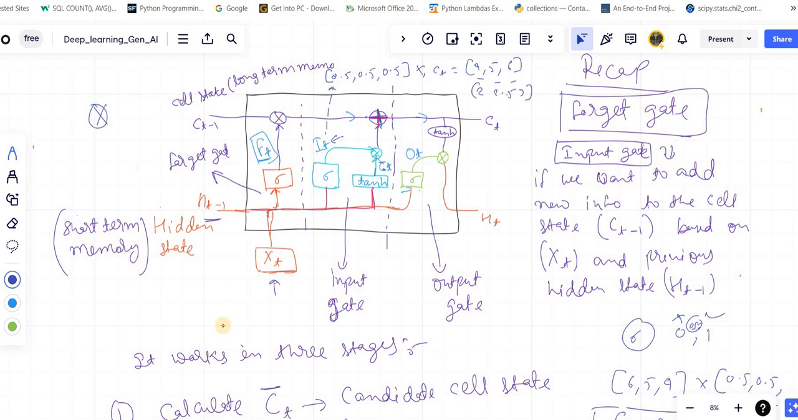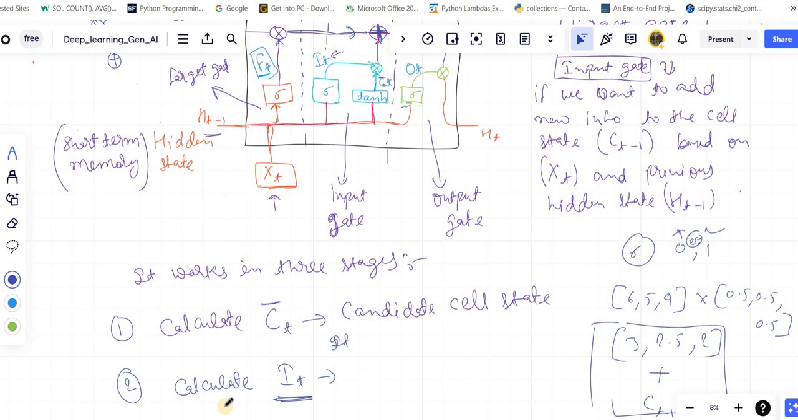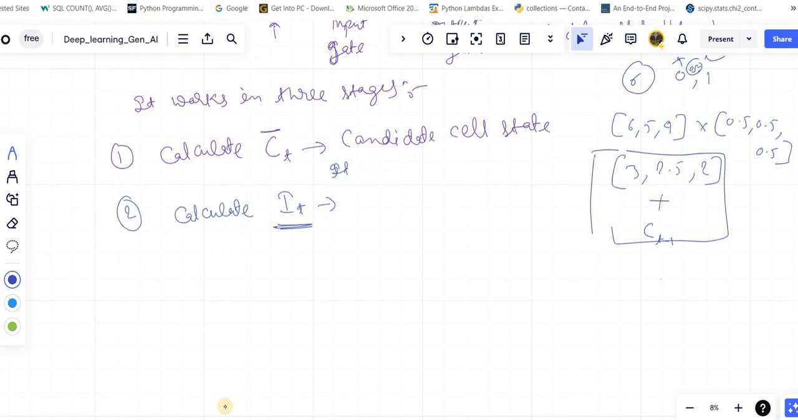And this one you can see here, this is a plus sign. So yesterday I said when there is a plus sign, whatever the value is coming from here, in that I will add CT minus 1. So now what will be the equation for this? The equation for this is, see, the function is tanh. The function is tanh.